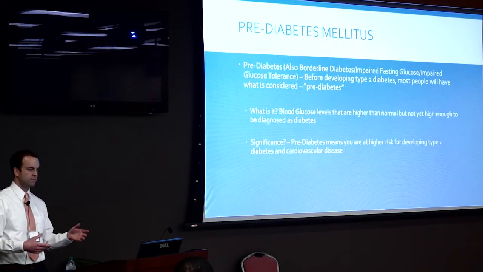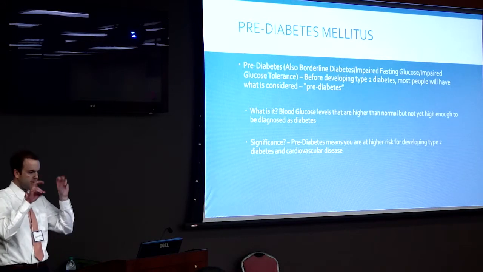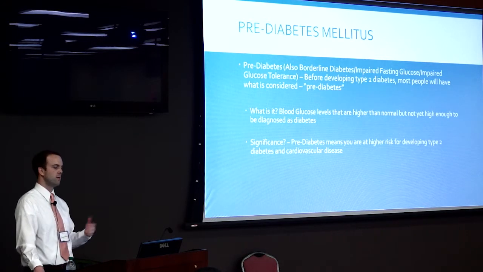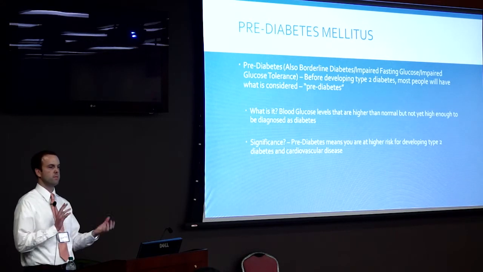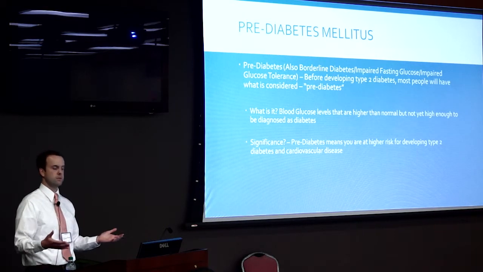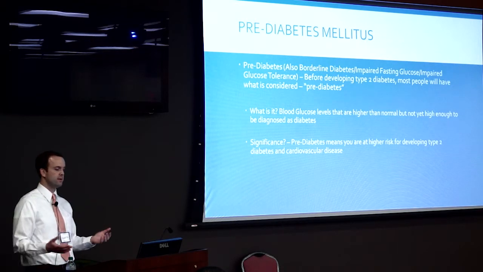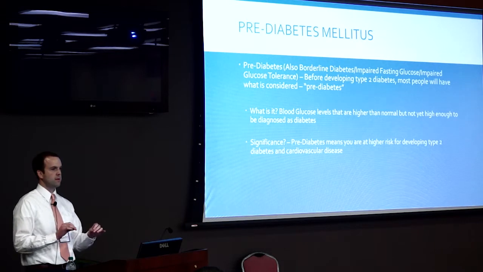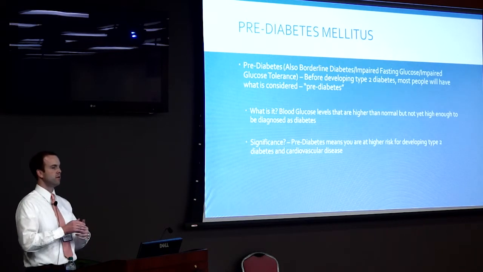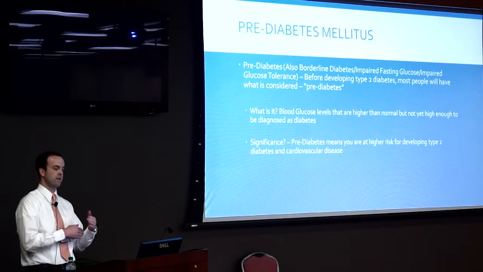So I mentioned prediabetes twice now. Prediabetes, also known as borderline diabetes or impaired fasting glucose, impaired glucose tolerance, it's all pretty much synonymous. It just depends on the test that you took when you were diagnosed with it. And honestly, all it really means is that you're at a higher risk for developing type 2 diabetes and other cardiovascular disease. But just because you're pre-diabetic doesn't mean you're going to be diabetic. It's reversible, so that can still happen.